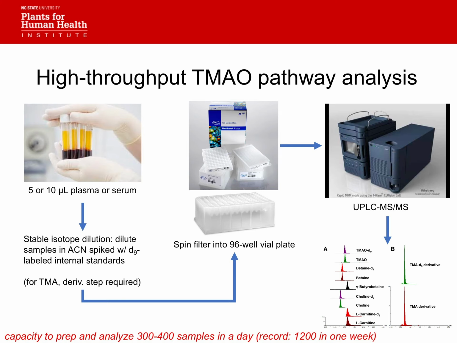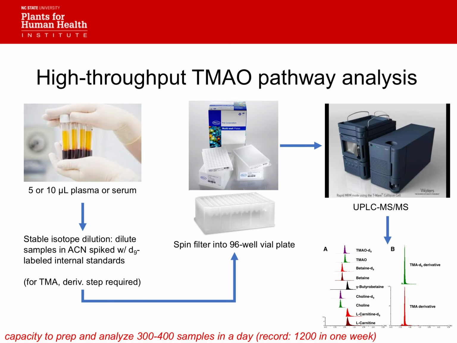But actually what we do, and since we've gotten here, we've evolved into an even more high throughput platform where it's actually quite simple. We dilute this with acetonitrile, which crashes out the protein. And what we do is load it into a 96 well filter plate and just spin it down into a vial plate. Okay, so instead of having individual glass vials that you're filtering and labeling, you just have a 96 well plate. And we use UPLC MS/MS.